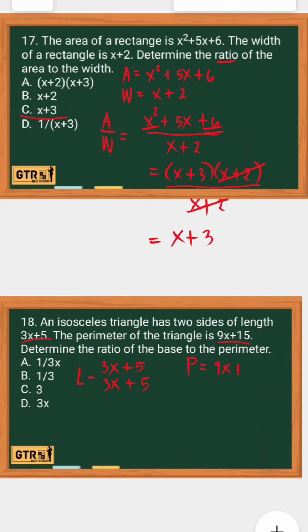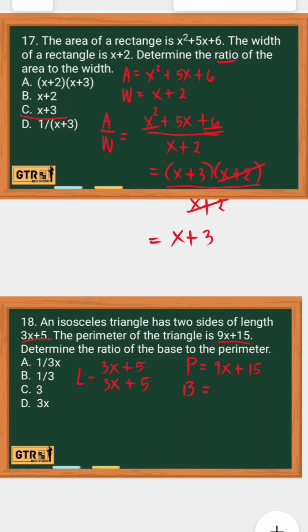Okay? So let's solve first for B, the base. Let's call it B, for the base. Okay? So the sum of the 3 sides: these are our 3 sides. L, the congruent sides of the isosceles triangle, two 3x plus 5, and then the base. Their perimeter, the sum of these three, is 9x plus 15. Okay? So therefore, to get the length of the base, we just subtract the two 3x plus 5 from the perimeter of 9x plus 15.